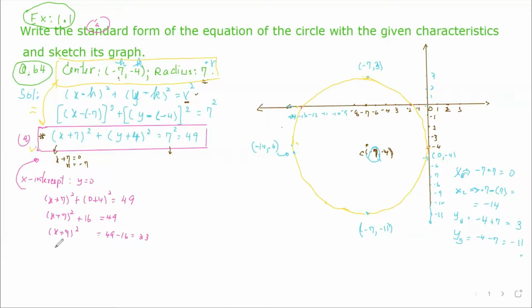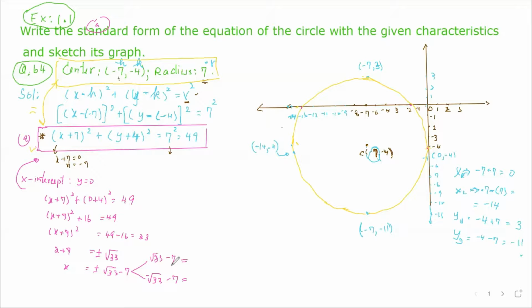Okay, so after this, we take the square root of both sides, right? So we have x plus 7 equal to plus or minus square root 33, right? So then x equals plus or minus square root 33 minus 7. Then we simplify, right? Use a calculator. So we have square root 33 minus 7 and negative square root 33 minus 7. So what we have, approximately.